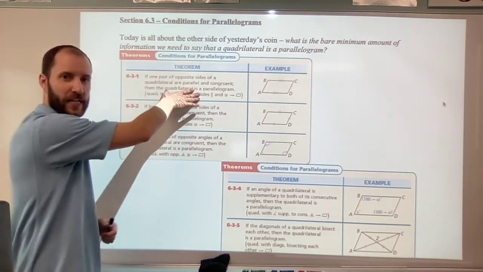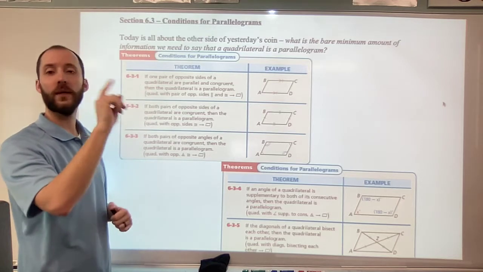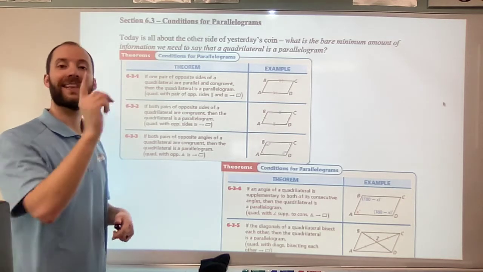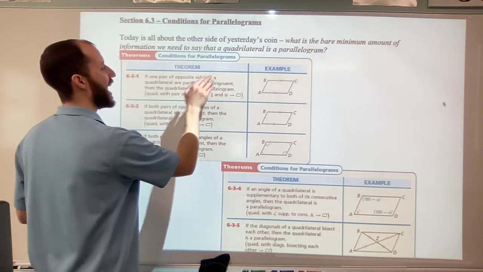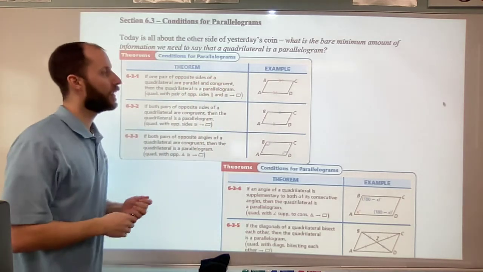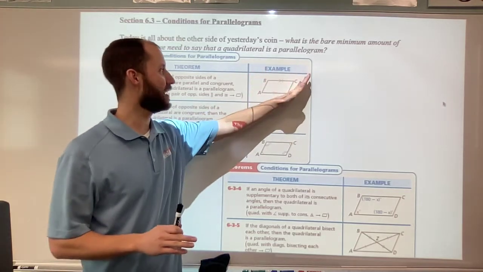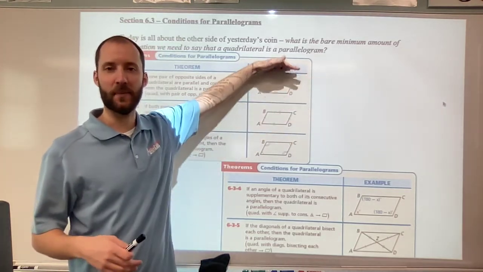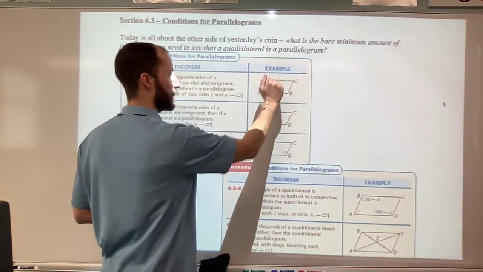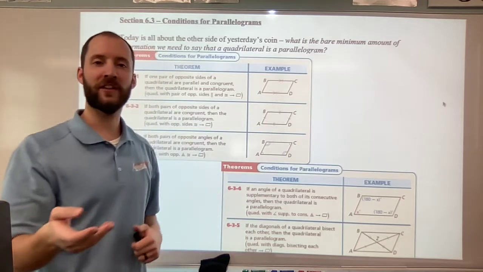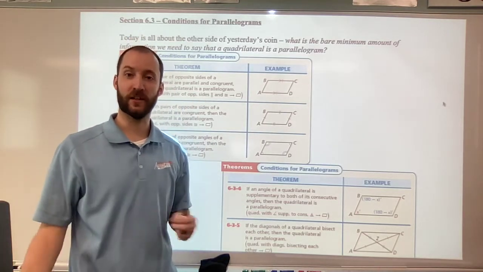So this is kind of new. If a quadrilateral has one pair, only one pair, but that pair of sides is both parallel and congruent, so we're saying nothing about the sides AB and CD, only talking about the top and the bottom. But if that one pair we're talking about is both parallel and congruent, then we can say it's a parallelogram.